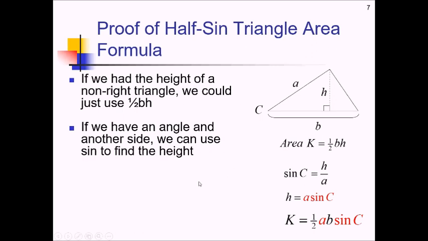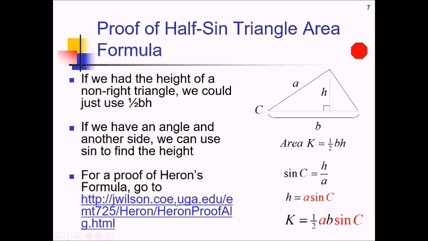Now, it turns out that using the original area formula and the Pythagorean theorem, that is where Heron's formula comes from. It's a very long proof, but if you want to check out the proof, feel free to go to this link and peruse to your heart's content.